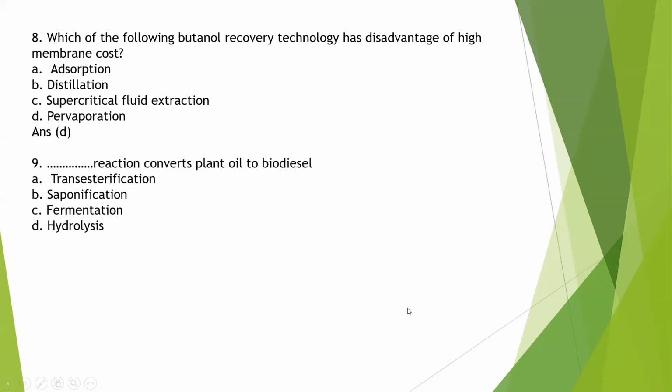So we'll move to the next question. Dash reaction converts plant oil to biodiesel. We have to find out what process or reaction is used to convert plant oil to biodiesel. A, transesterification, B, saponification, C, fermentation, or D, hydrolysis. So I'll give you 2 minutes.